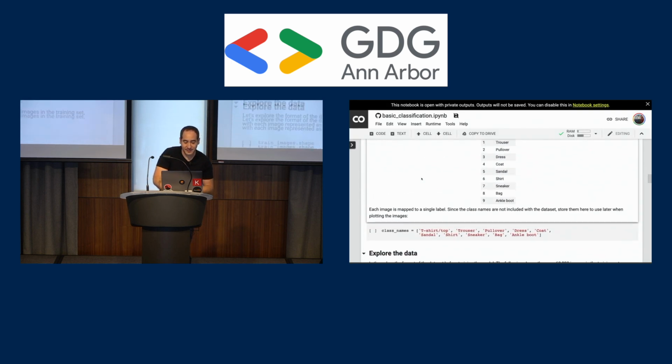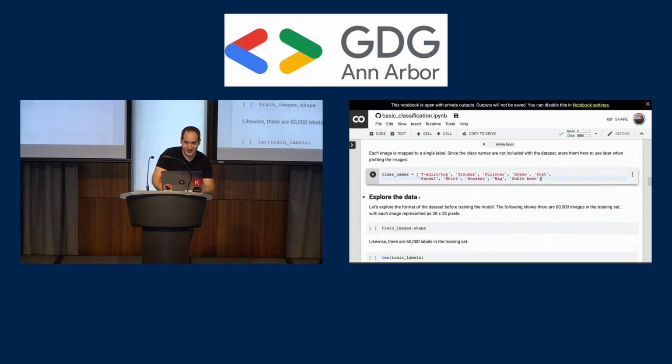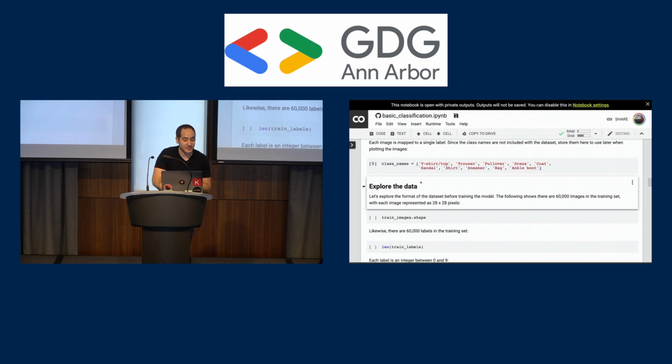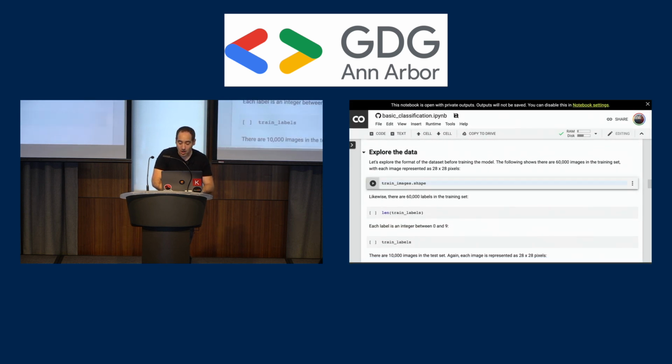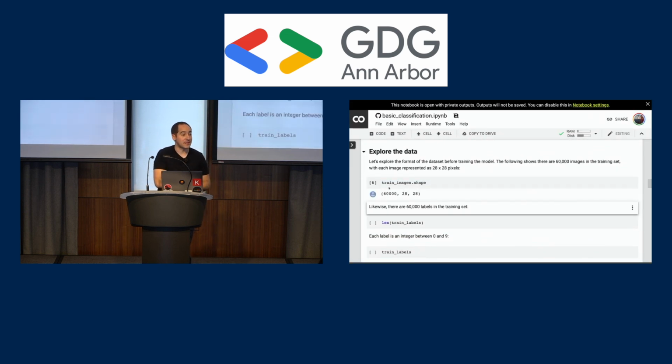We're in NumPy land. You can read this. The class names aren't included with the data set, so we're just writing human readable class names so we can see what we're predicting. A whole lot of deep learning is playing with the shapes of data. And it's a good skill to have.